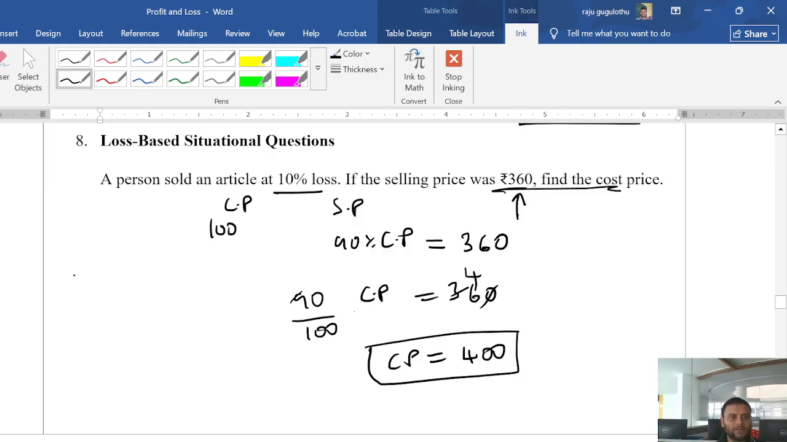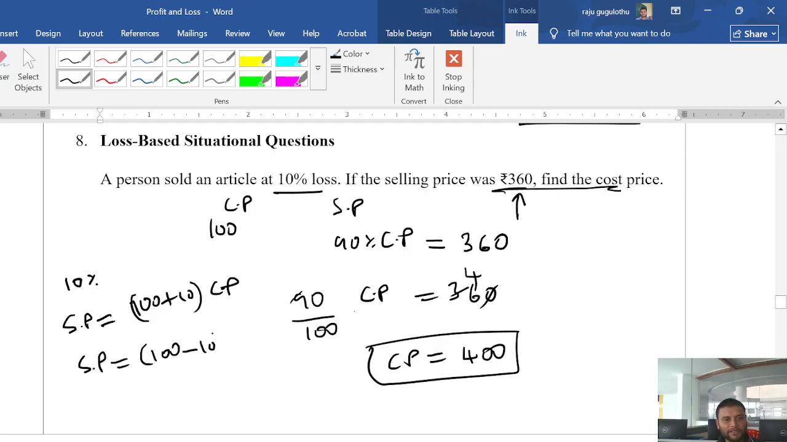Very simple, guys. Whenever you are observing 10% profit, you are writing selling price will be 100 is your cost price and 10% profit. So 100 plus 10% profit, 110 percentage of CP. You will be writing like this. Let us say you are losing 10 percentage, then you will be writing selling price is equal to 100 minus 10 percentage of CP. That is your loss case, guys. I have already previously explained you this thing. So let us go to the next question.